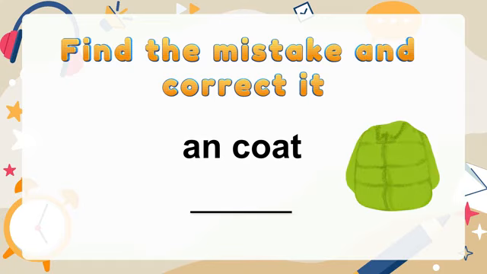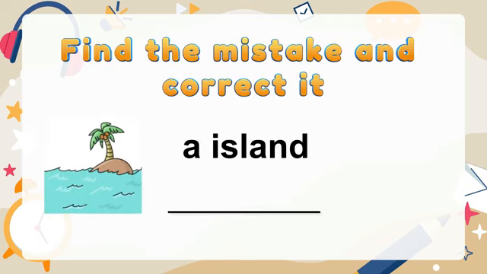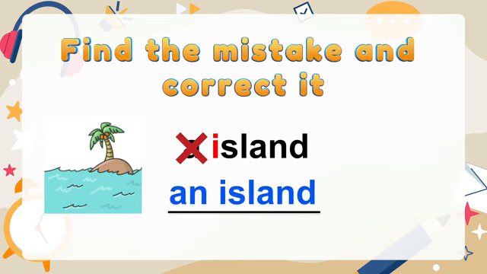An coat. Coat begins with a consonant. We use a with consonants. You write a coat on the line. A island. Island begins with a vowel. We use an with vowels. So you write an island on the line.